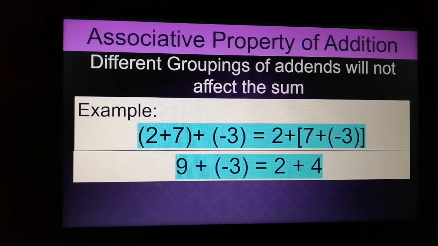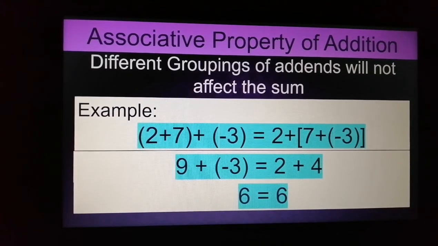Then 9 plus negative 3, since magkaiba sila ng sign, positive si 9, negative si 3, so subtract. 9 minus 3 is equal to 6. And ano mas mataas, si 9 or si 3? Si 9. Kaya ang ating sagot ay positive 6. And sa kabilang side, 2 plus 4 is 6. So they have the same answer. Galing, di ba? Kahit balibalik ta rin natin yung grouping, same pa rin sila ng answer.